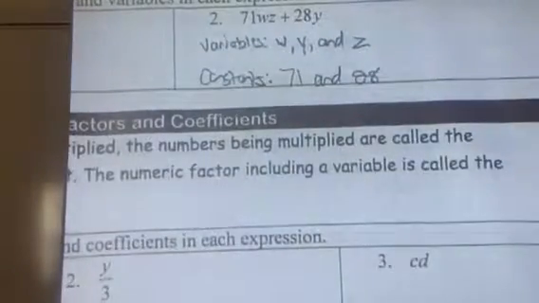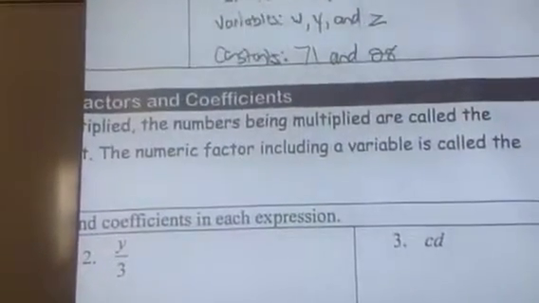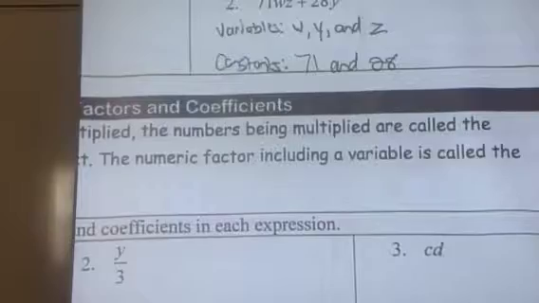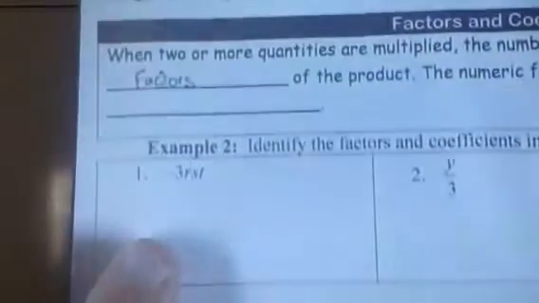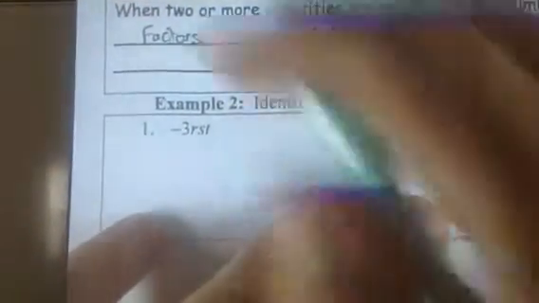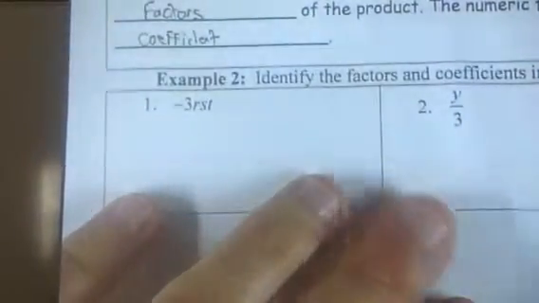Next, when two or more quantities are multiplied, the numbers being multiplied, you've probably heard this word before, are called the factors. Two numbers being multiplied are called the factors of the product. The numeric factor, including a variable, is called the coefficient. So the coefficient is the number that's being multiplied by the variable.